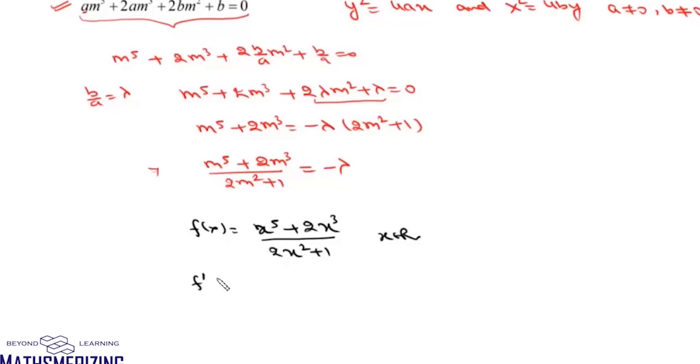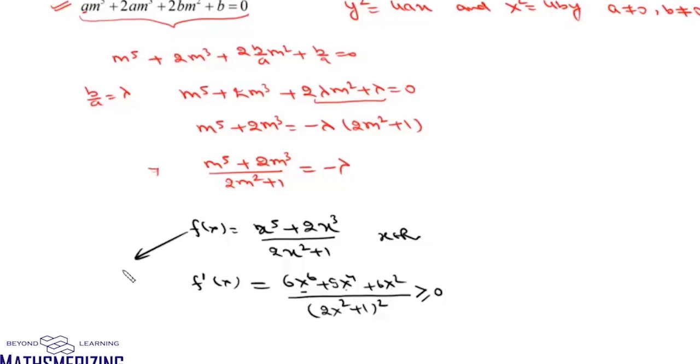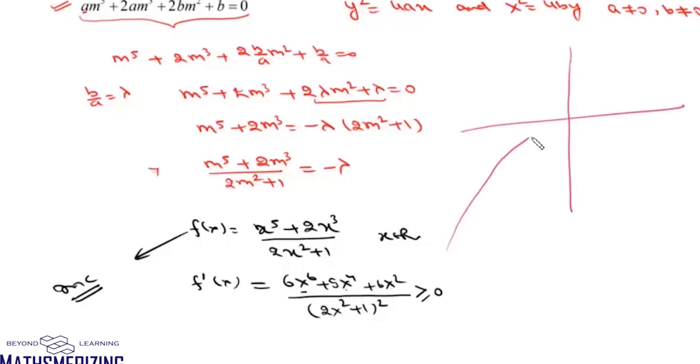Now, if we differentiate this function, if we find f dash x, then the derivative of this function will be 6x to the power 6 plus 9x to the power 4 plus 6x square upon 2x square plus 1 whole square. Since all the powers of x are even powers, this expression is always greater than or equal to 0. So this function is an increasing function for x belongs to R. So we'll draw the graph of this function. This function will be an increasing function.